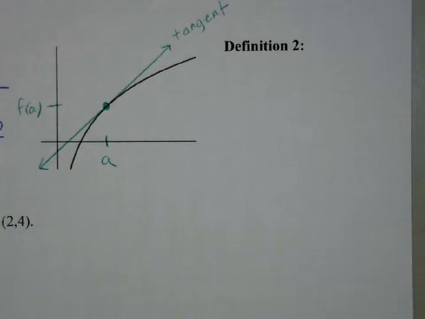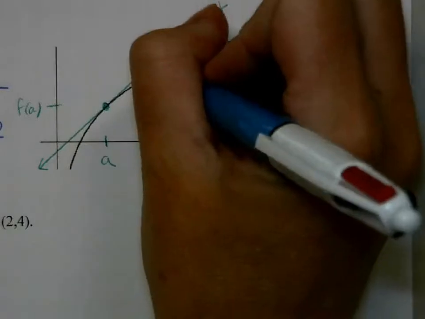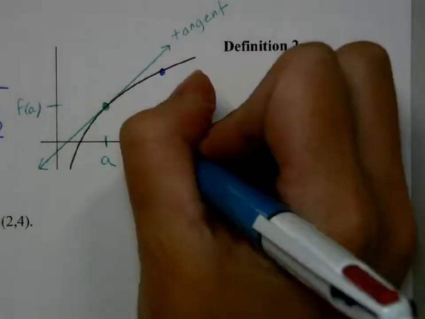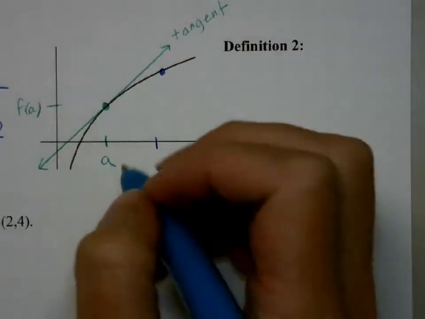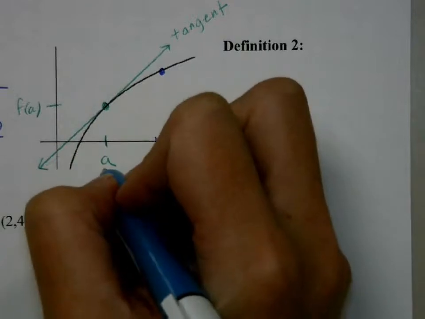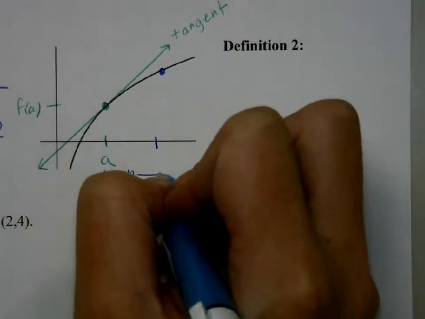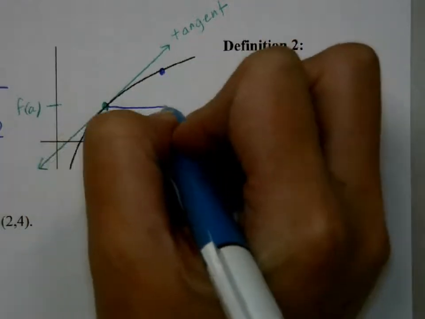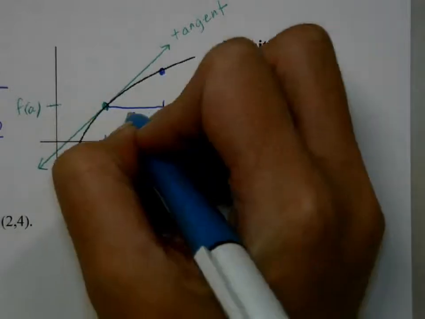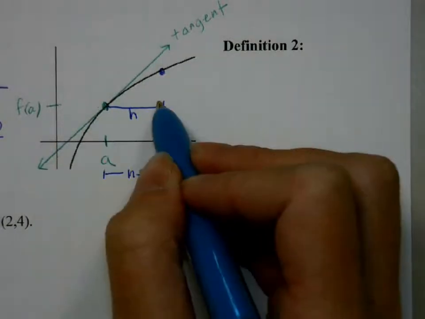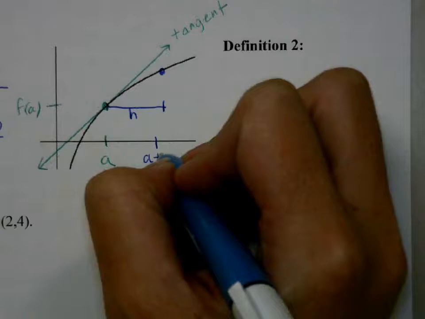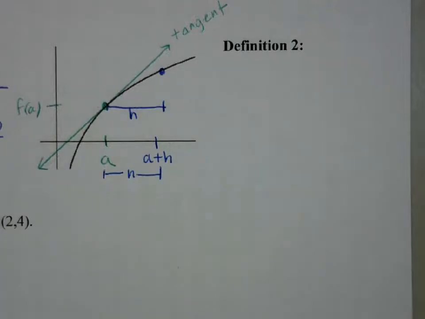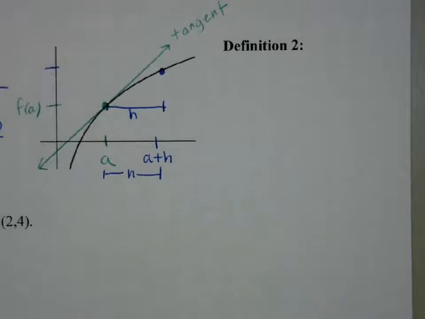How we do this, though, is going to be a little bit different. Okay, so I'm going to say that this distance, or on the graph from here to here, is h. So if this is A and this distance is h, this is A plus whatever h is, which means this is f of A plus h.